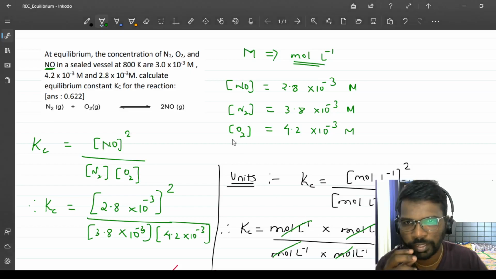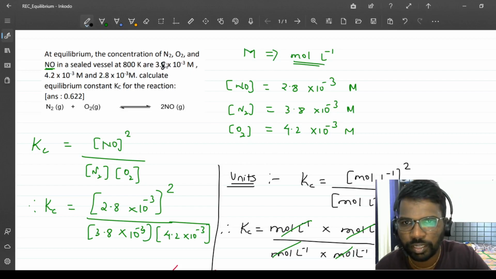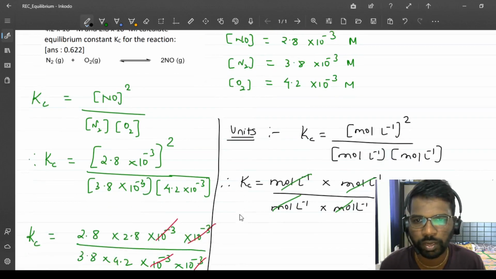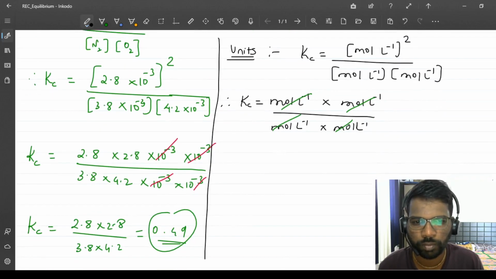Okay, I just realized that I have taken a different value here. The concentration of N2 is 3 into 10 raised to minus 3, but I have taken 3.8. Let's not change this. I will just change this and take it to be 3.8. This was the mistake I did. Otherwise, calculation-wise, this is the thing that you need to follow over here.